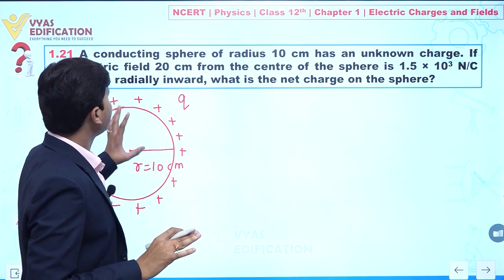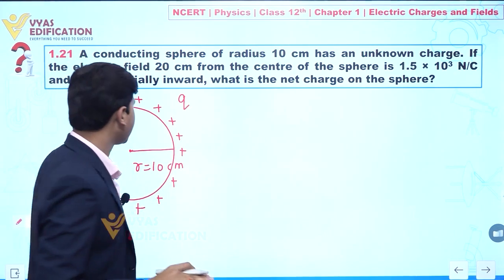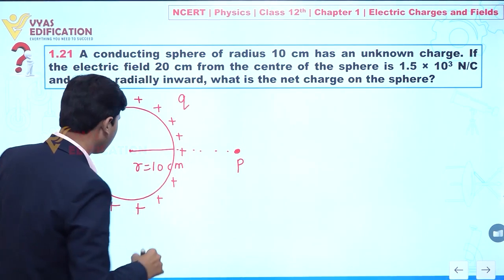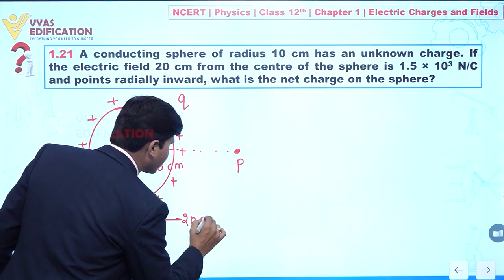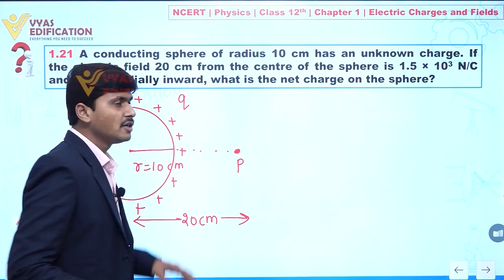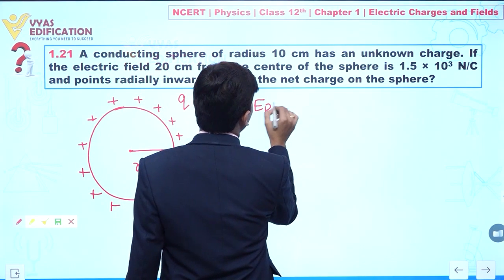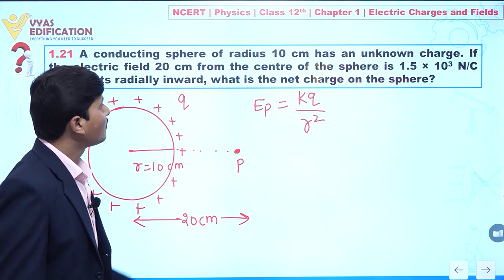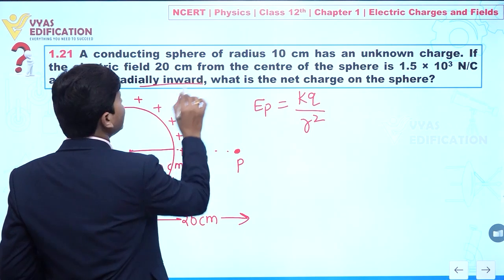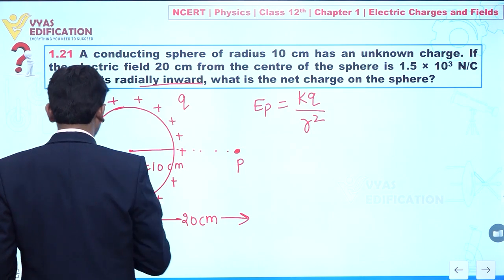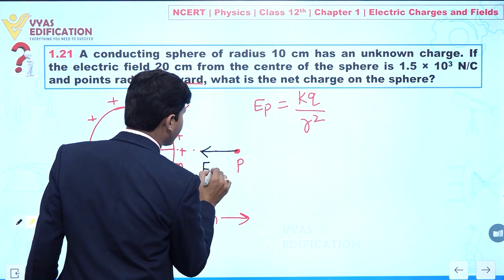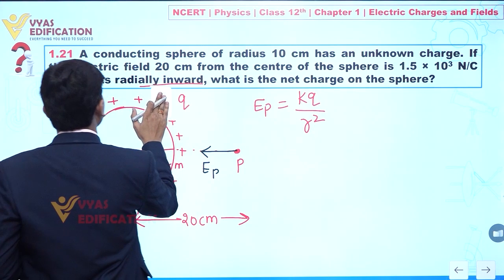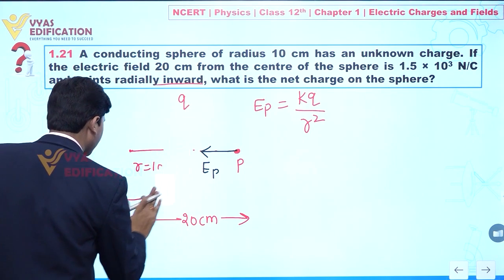Now electric field 20 centimeter from the center. So let's suppose if we are talking about any point P, let's suppose this is point number P, and distance is given 20 centimeter. So the value of electric field at point P is given by KQ upon r square. So this is only magnitude. But it is also given it points radially inward. So direction of electric field is given to you in this direction. So definitely we can say here we do not have positive charges, here we have negative charges. Yes or no?